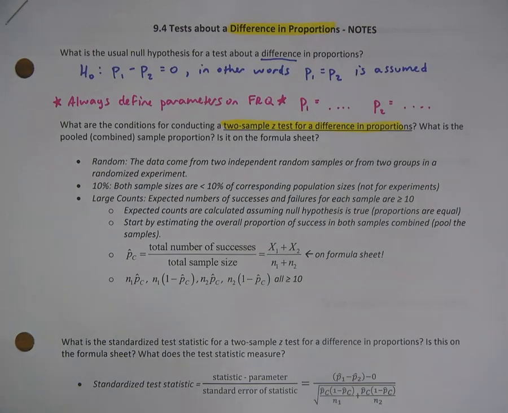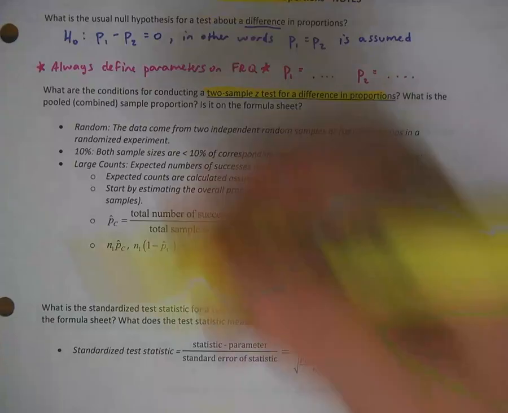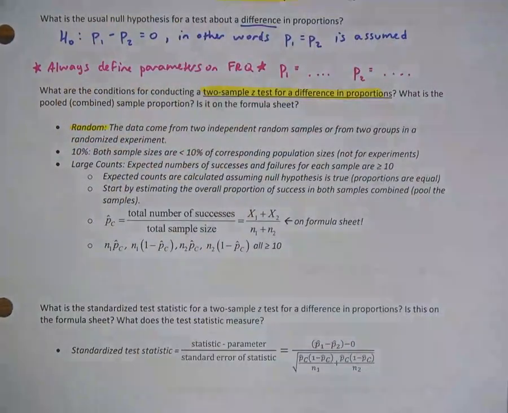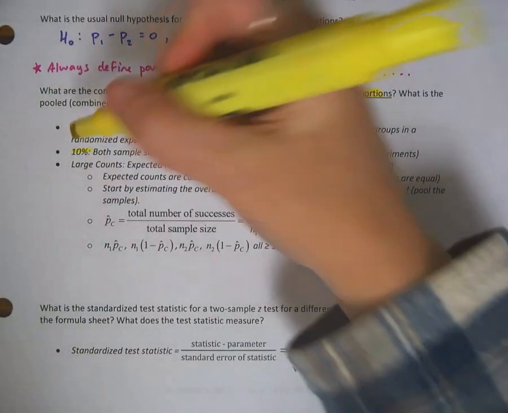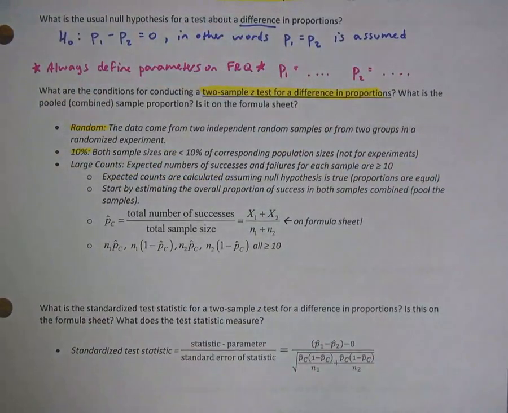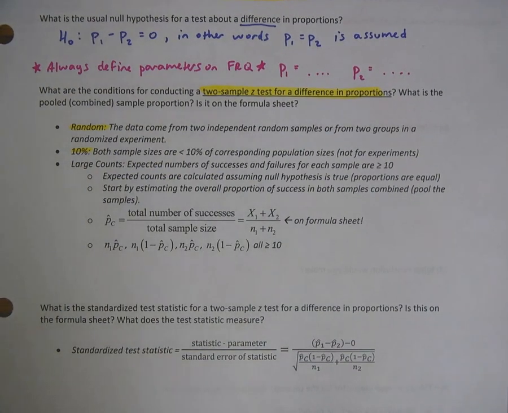So here are the conditions for conducting this two-sample z-test. These should look very familiar. Just glance at these. Random: the data come from two independent random samples, or from two groups in a randomized experiment. 10%: just check both populations. Both sample sizes are less than 10% of the corresponding population sizes. You don't have to do that for experiments.